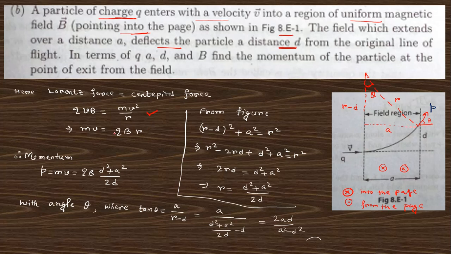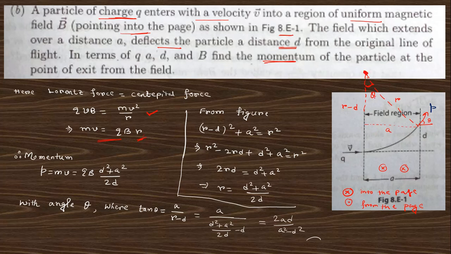So from here you will get this momentum, right? In terms of this, you need to find the momentum, so here you will get this momentum expression. Now you can see there is the term r which is not given, so we need to find r. From the figure you can see this curvature, this is a circular path, so there must be a center. This is the center of the circular path.